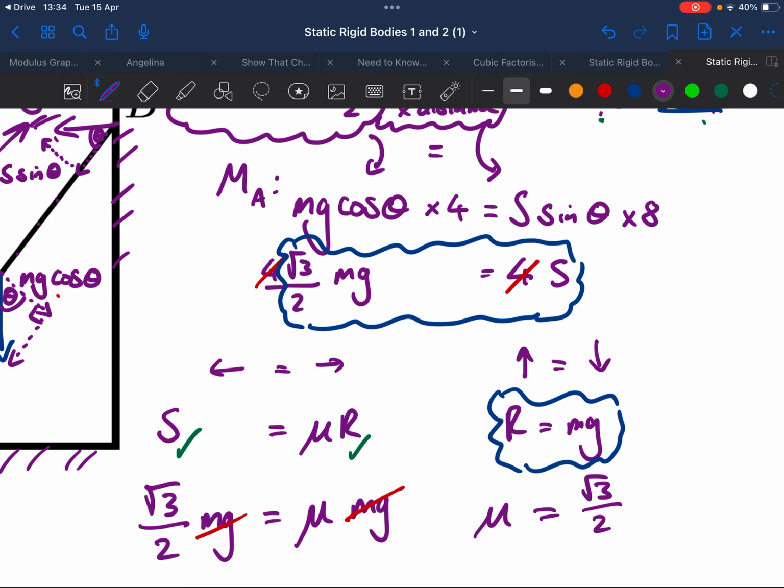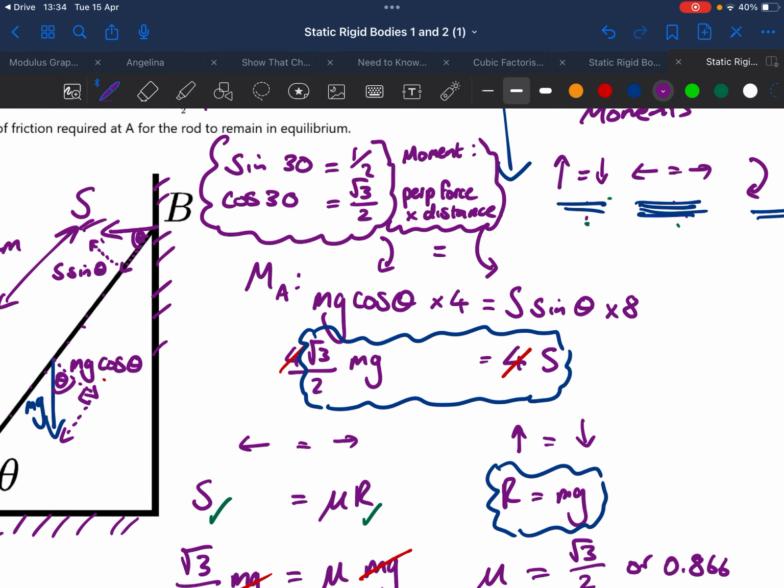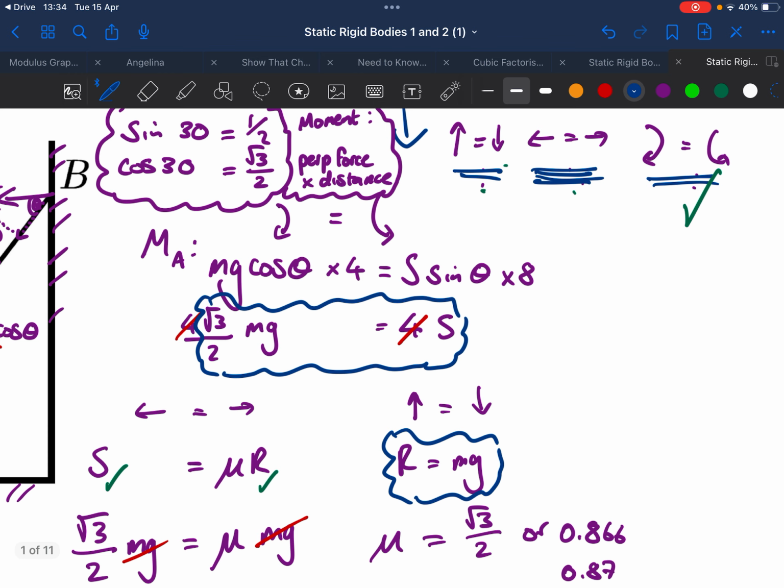or I think it ends up being something like, what does it end up being? Ends up being 0.866 or 0.87. Okay. So this is the first basic situation of a ladder. So one of the most common ones that you could have. We could have more people sitting on the ladder. If we had more people sitting on the ladder, it would just add a few more forces. But you're going to find that largely you do these 3 steps.